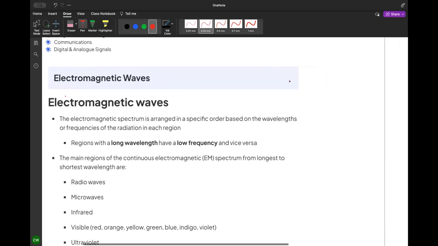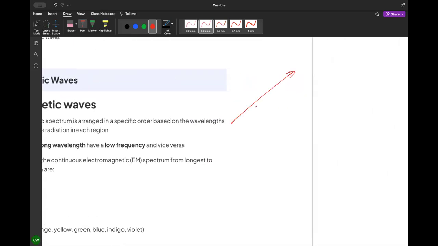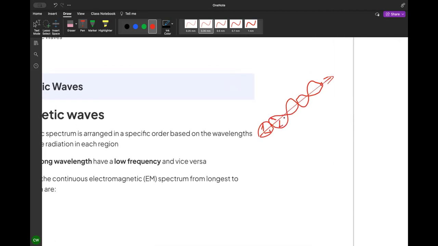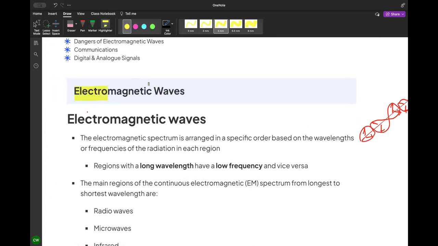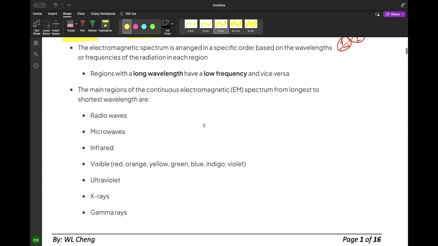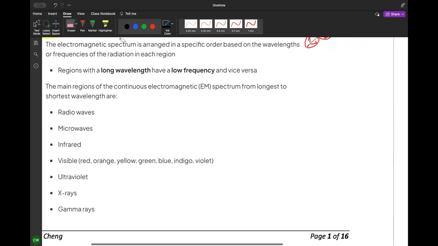Okay, so electromagnetic wave is something like this. That means when this wave is moving, it will show two perpendicular fields. One is electrical, one is magnetic. That's why it's called electromagnetic wave, because it consists of two types of wave. So the wavelength is different.